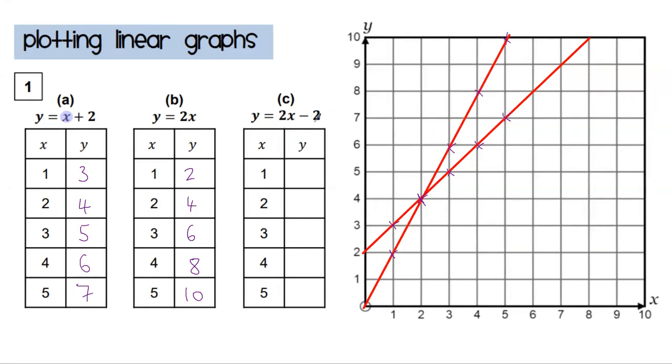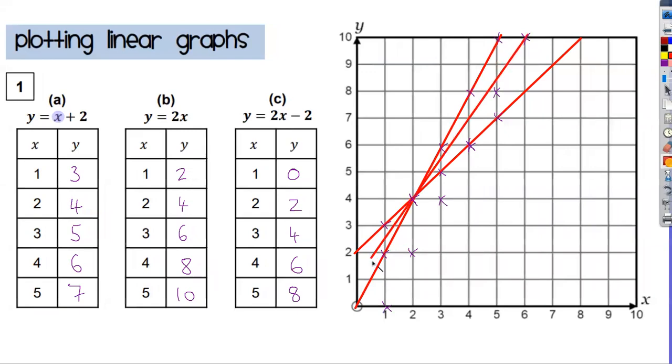Double the X coordinate, take away 2. So double that, take away 2. Double it is 2, take away 2, 0. Double it is 4, take away 2, 2. Double it is 6, take away 2 is 4. Double it is 8, take away 2 is 6. Double it 10, take away 2, 8. So 1, 0, 2, 2, 3, 4, 4, 6, 5, 8. Next one will be 6, 10, wouldn't it? If you followed that pattern on, we could do one more count. Okay, and then that would be like that.